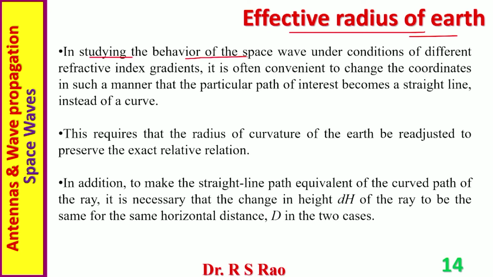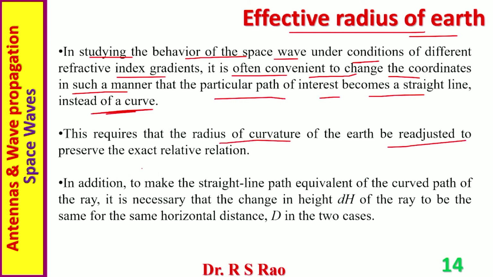In studying the behavior of space wave under conditions of different refractive index gradients, it is often convenient to change the coordinates in such a manner that the particular path of interest becomes a straight line instead of a curve. This requires that radius of curvature of earth be readjusted to preserve the exact relative relation. In addition, to make the straight line path equivalent to the curved path of the ray, it is necessary that change in height dh of the ray be the same for the same horizontal distance d in two cases. Sometimes capital H is indicated by small h2, capital D by small d2.